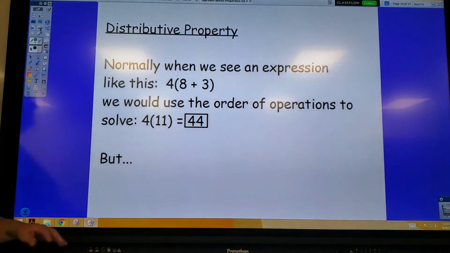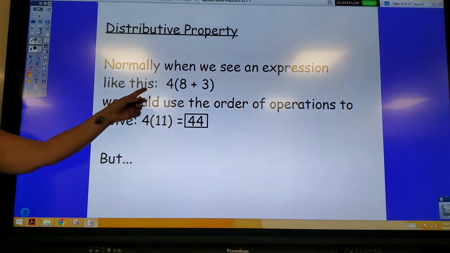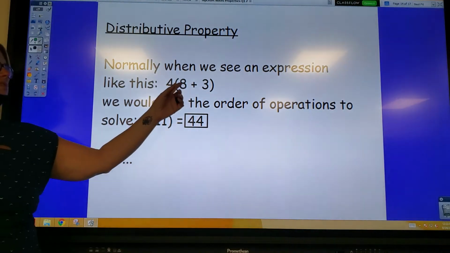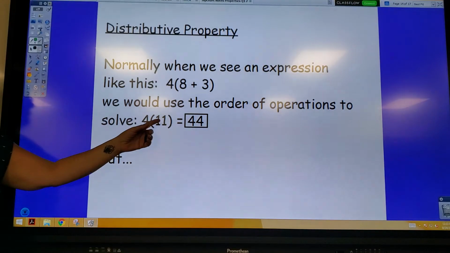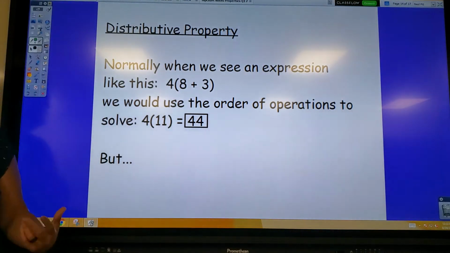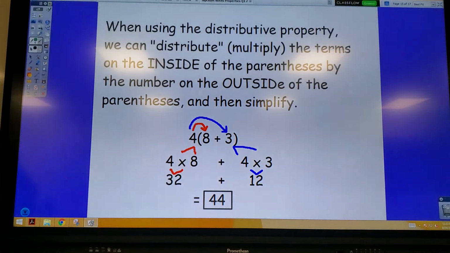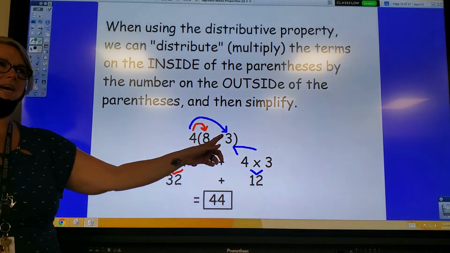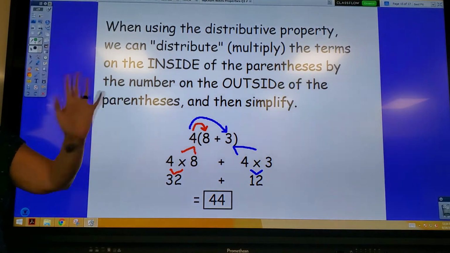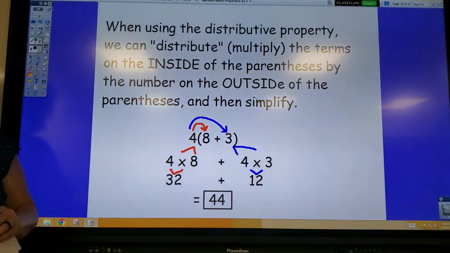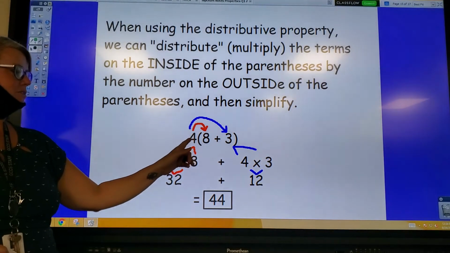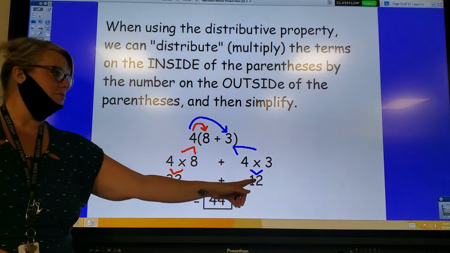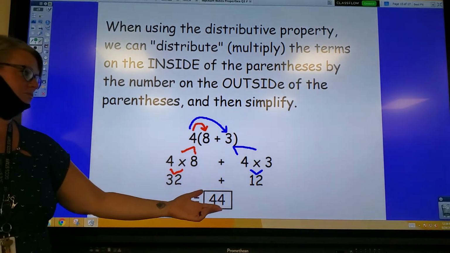So with the distributive property, normally we see an expression like this, 4 parentheses 8 plus 3. We would use the order of operations to solve. So we would do what's inside the parentheses first and get 11, and then 4 times 11 is 44. However, with the distributive property, the number that's on the outside, you can multiply each of the numbers on the inside by that number on the outside. Remember, you're not writing all this down. Those of you that are trying to write so fast, you don't have to write it all down, okay? So we would do 4 times 8, which is 32, and 4 times 3, which is 12, and then you'd add them together. 32 plus 12 is 44.